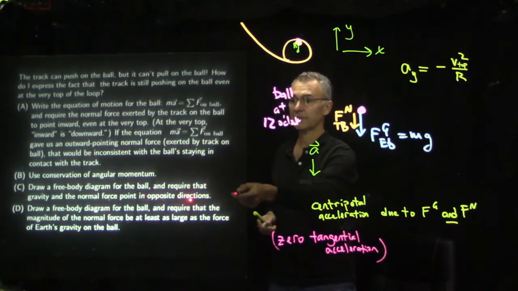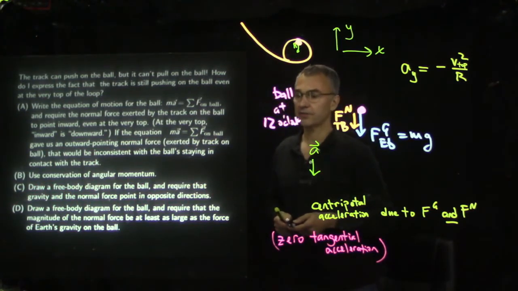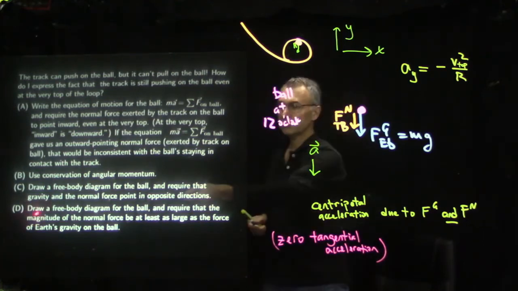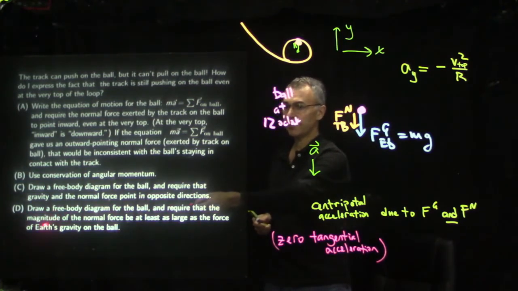Draw a free body diagram for the ball and require the gravity and the normal force point in opposite directions. I don't think they want to point in opposite directions, actually. I think they want to point in the same direction. Draw a free body diagram for the ball and require that the magnitude of the normal force be at least as large as the force of gravity on the ball.